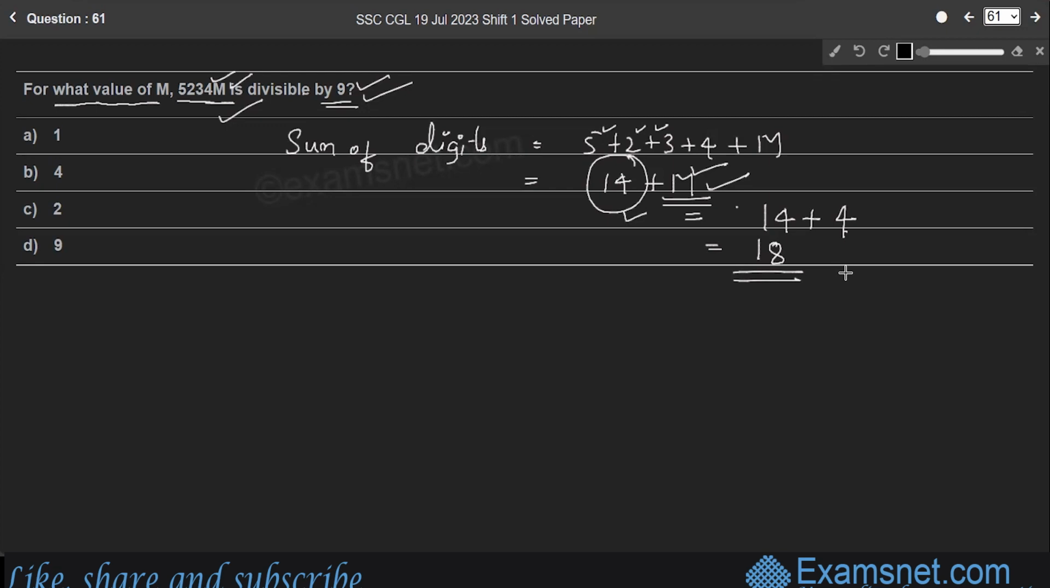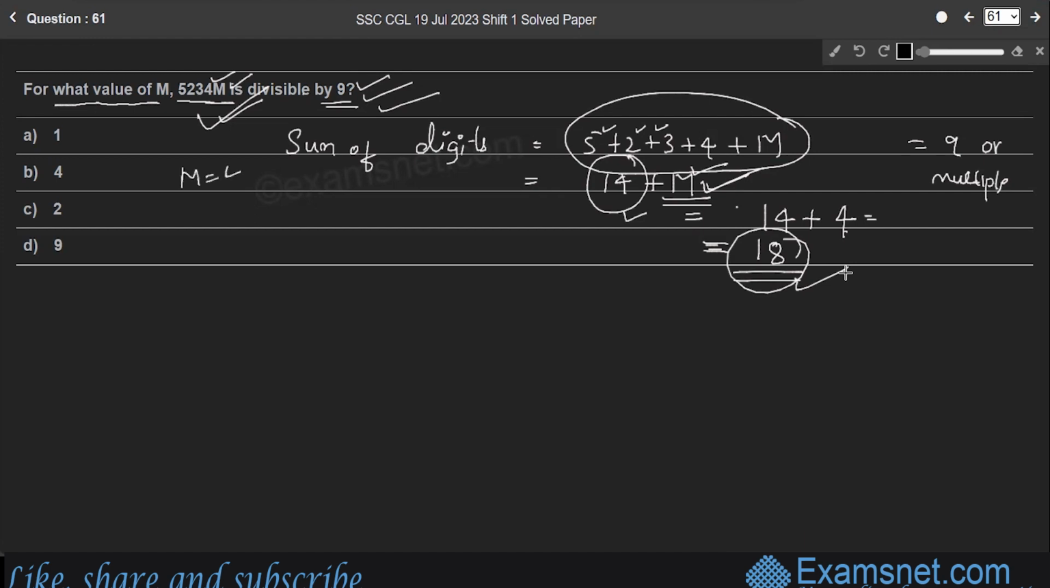I'll repeat once again. The divisibility rule of 9 says a number is divisible by 9 if the sum of the digits of the given number is equal to 9 or a multiple of 9. Here 18 is a multiple of 9. Then the given number is easily divisible by 9. Therefore, the value of m is equal to 4, and the sum of the digits of the given number becomes 18, right? Therefore, m is equal to 4. Option B is the right answer.